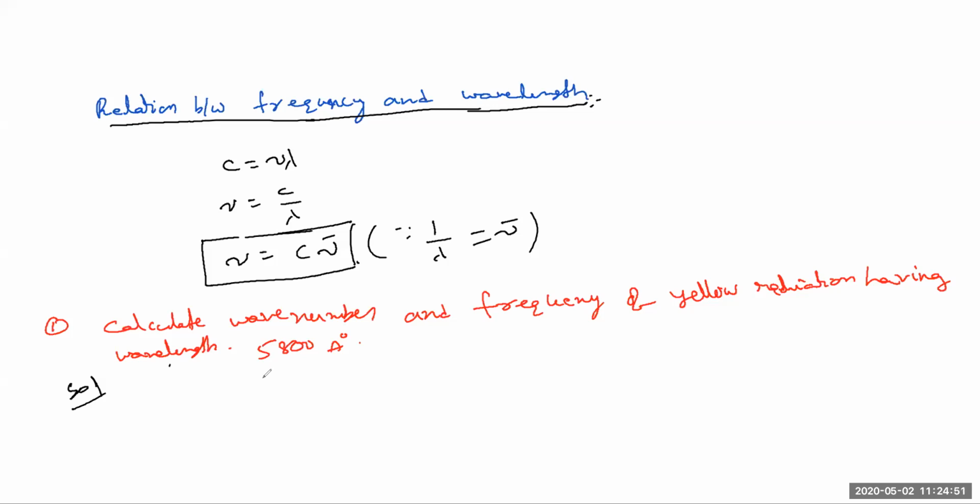So what is nu bar? Nu bar is equal to 1 by lambda, that is equal to 1 divided by 5800 angstroms. You know, angstrom means 10 power minus 10 meters. Has anybody calculated? Denominator meter means that it is meter inverse. So now 10 to the power 6, not minus 6. Yeah, I'm sorry. Correct.